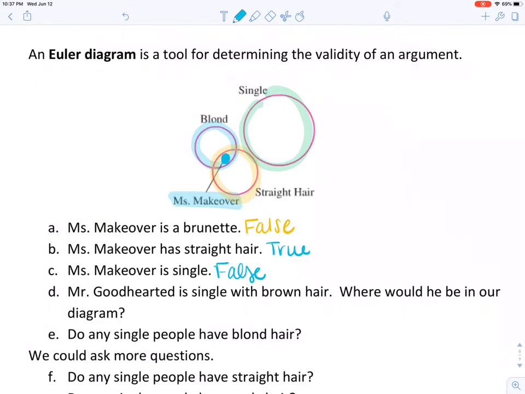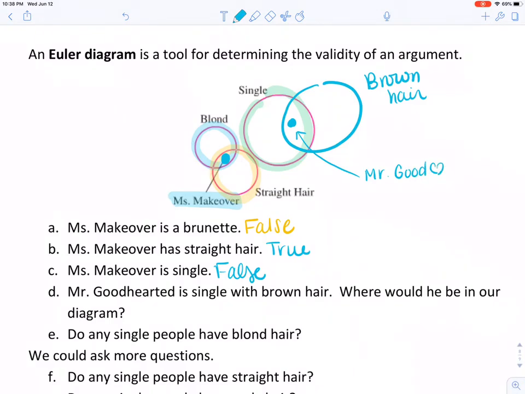Mr. Goodhearted is single with brown hair. Where would he be in our diagram? So I have Mr. Goodhearted is single. Because he's single, he needs to be in this circle right here, because that's the set of single people. He also has brown hair. Well, I don't have a circle for brown hair. However, I can make one. Since he's single and has brown hair, I would have to overlap those two circles to put him in the middle. And so that would be Mr. Goodhearted.